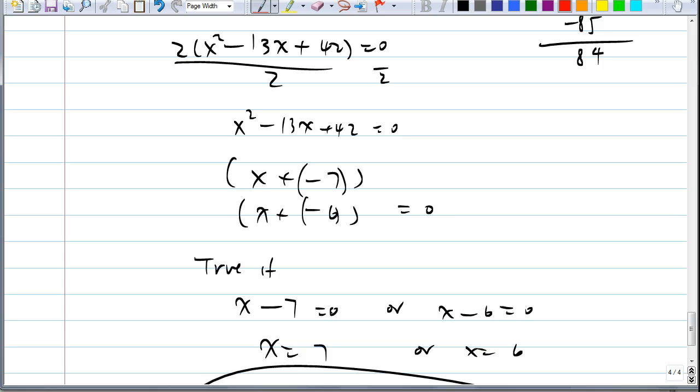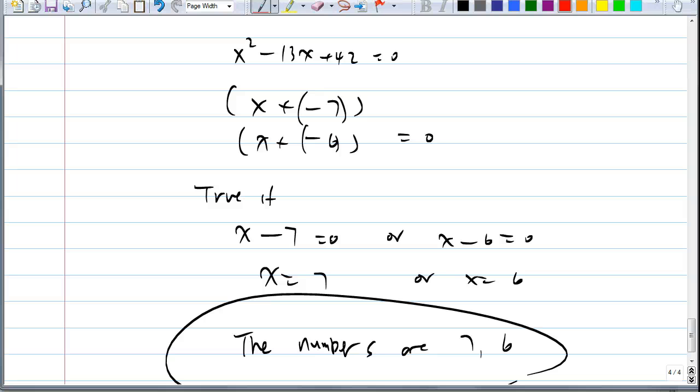But it turns out this one's kind of interesting. If for one of the solutions, x equals 7, guess what? The other number is 6 because they have to add up to 13, right? If we choose x equals 6, the other number then is what? 7. So there's only one way for this to be true. The two numbers must be 7 and 6.